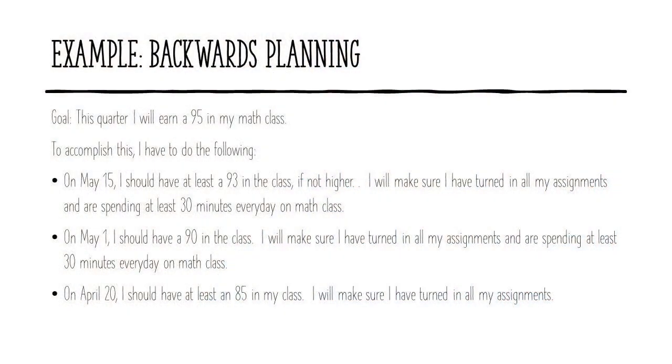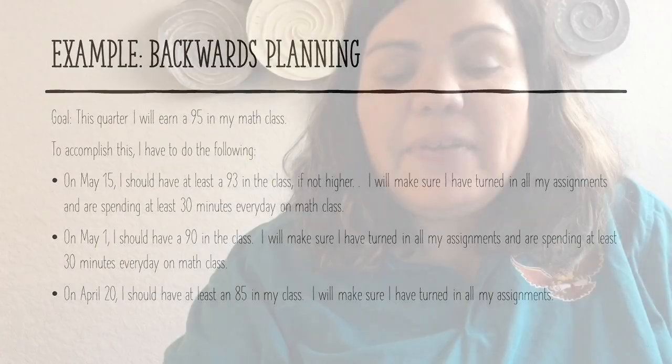Now, I can give you an example that maybe we would use at school. Let's say that I want to get a 95 in my math class. To accomplish this, on May 15th, which is about 3 weeks from now, I would need a 93. Then on May 1st, which is about 2 weeks from now, I need a 90. And next week on April 20th, depending on when you're watching this video, that could be this week, I would need an 85 in the class. That's backwards planning because it's looking at the big overall goal of getting a 95 and then breaking it down and saying, okay, if I'm having a 95 a month from now, that means I need this grade in 3 weeks, this grade in 2 weeks, this grade in 1 week, etc.